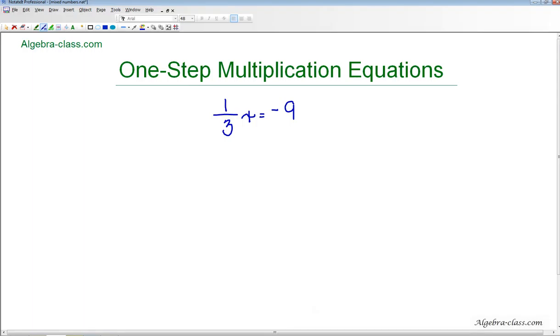In this third example of multiplication equations, we have 1/3 x equals -9. In this case, our coefficient of x is a fraction. It's 1/3. And we need to get rid of this 1/3 in order to get x by itself. So you might say, well, I know that the opposite of multiply is divide. So I'm going to divide by 1/3.